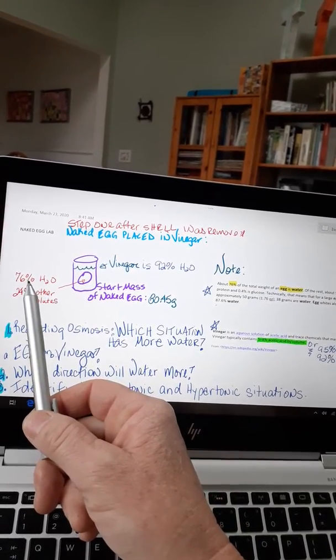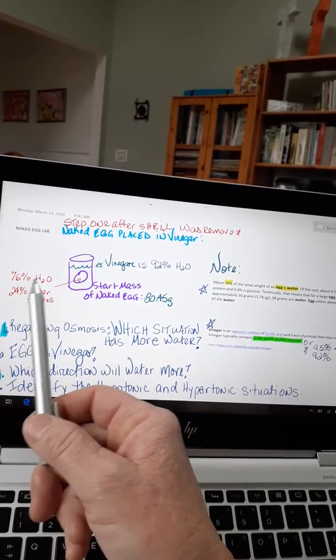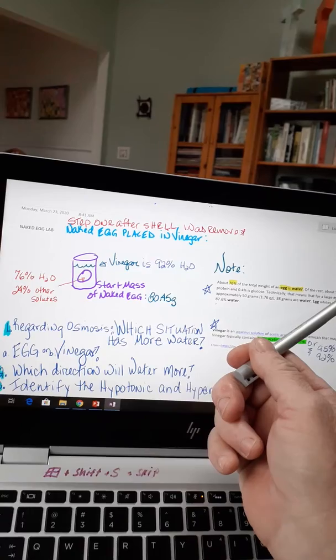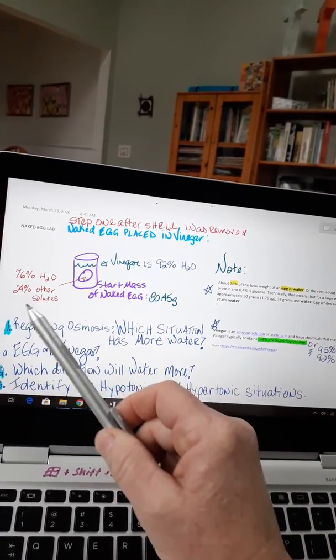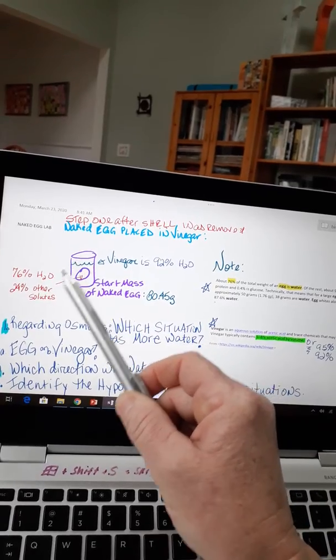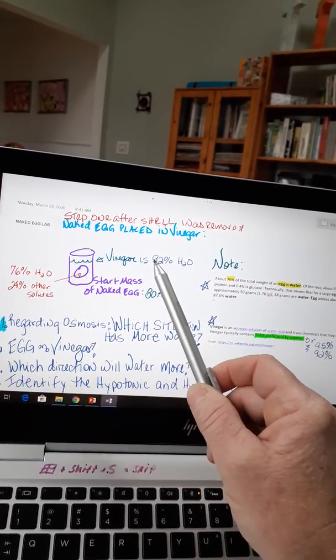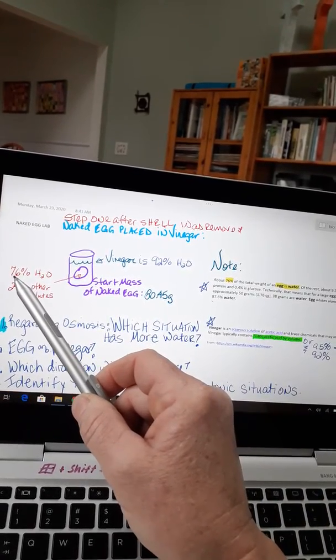The egg is about 76% water, which means it has 24% other things. Over on the right, it'll tell you that 9.5% is fat, etc. So you can compare the situations. Situation 1, the vinegar. Situation 2, the egg. Which one has more water? Is 92 greater than 76?